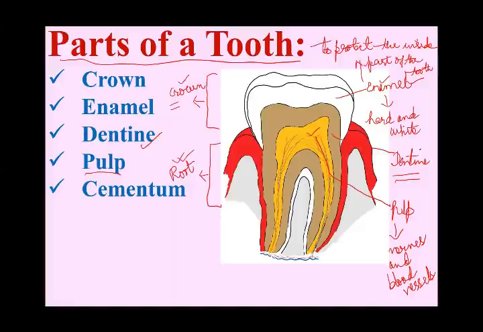Now the next part of the tooth is cementum. It is a thin bony layer which covers the root and is inside the gums. This cementum helps in anchoring or attaching the tooth to the jawbone.